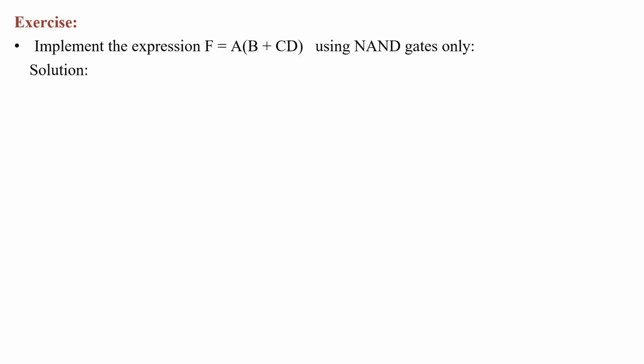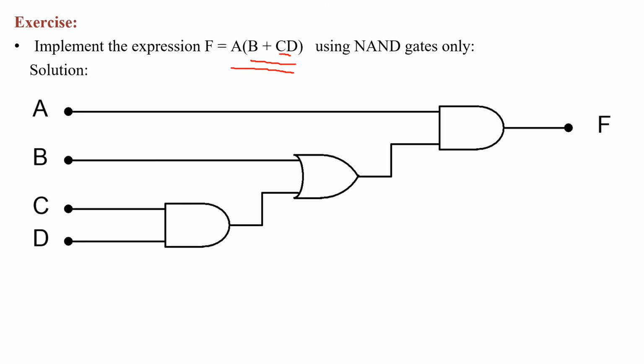First, we will need an AND gate to obtain C and D. We also need an OR gate to OR B with C and D. And finally, we need an additional AND gate to AND A with the rest of the expression. All right, so this is the sketch of the original expression.